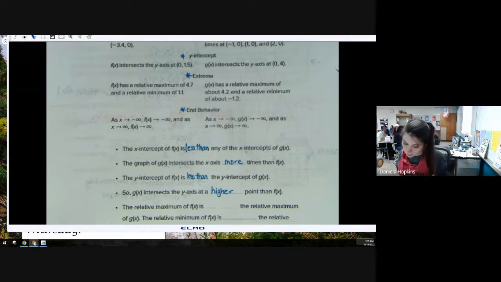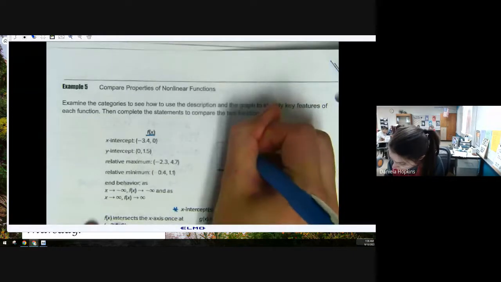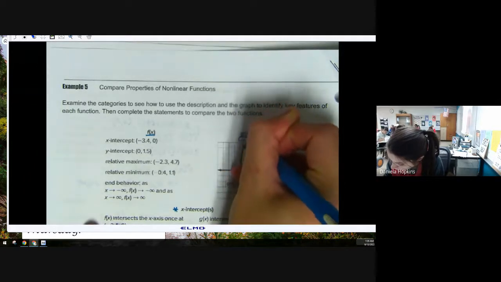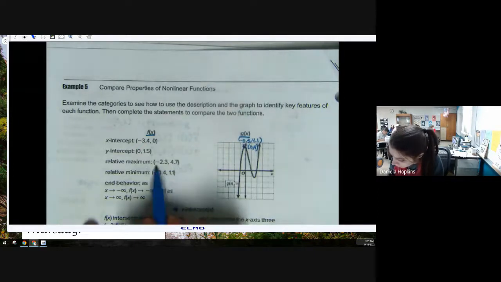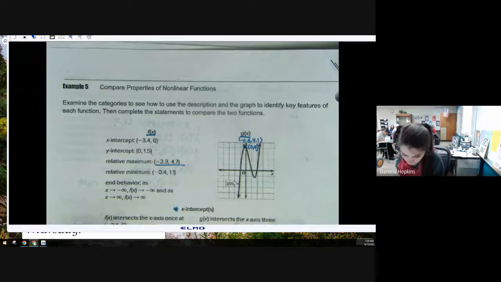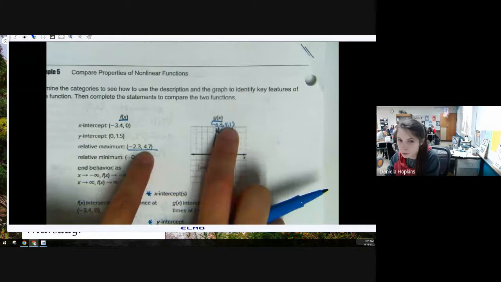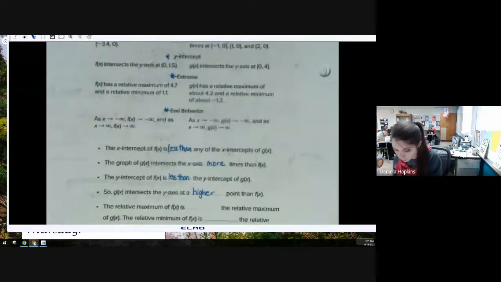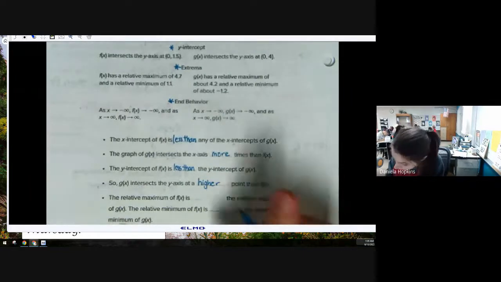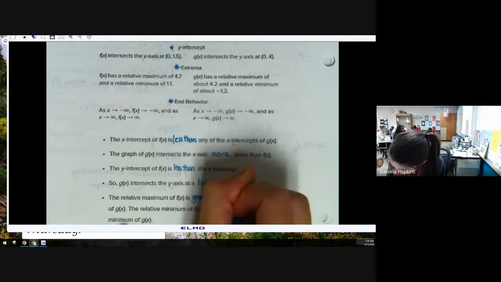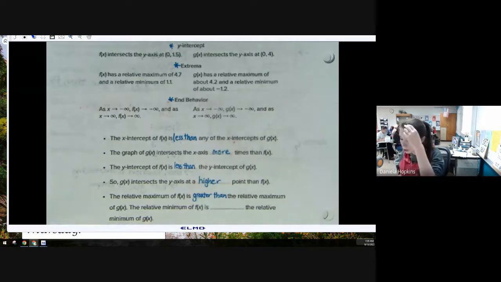Then the relative maxima of f of x is blank the relative maximum of g of x. If you look at the relative maximum of g of x, it's maybe negative 0.5 comma 4.1, we'll say. And the relative maxima of f of x is that one. They're pretty close in terms of the y. We're just looking at the y, 4.7 versus 4.1. But 4.7 is a little bigger, so we will say that the relative maxima of f of x is greater than, we're really going to squeeze it in there, sorry, greater than the relative maxima of g of x.